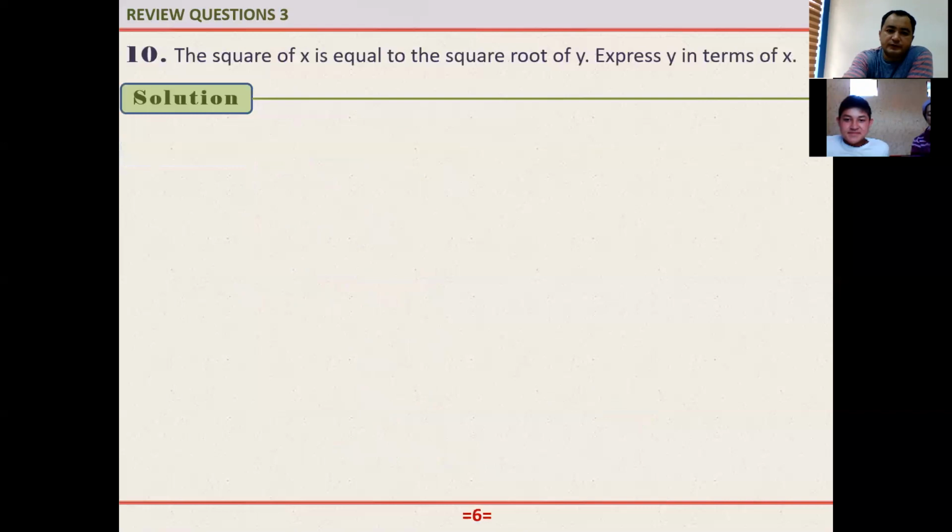All right, let's continue. You have to solve them again. Read it. The square of x is equal to the square root of y. Express y in terms of x.